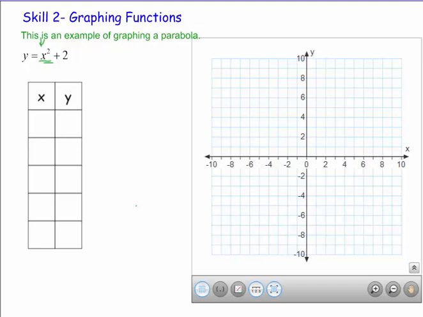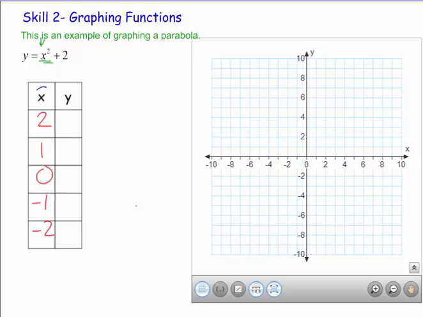We're going to choose values, and you can get the vertex by doing negative b over 2a if you remember that from Algebra 1. But if you don't, let's just choose 0, and we'll put that right in the middle of the table, and then we'll choose two numbers that are bigger and two numbers that are smaller. And hopefully that'll give us our U shape. If it doesn't, we're going to need to just keep on choosing until we get our U.